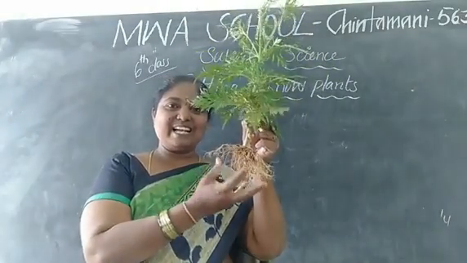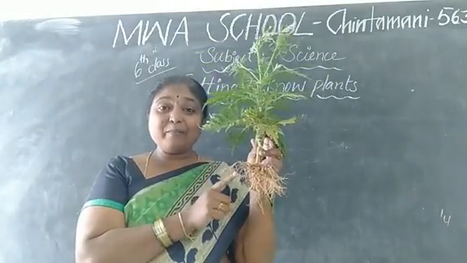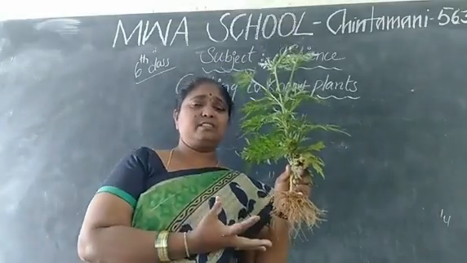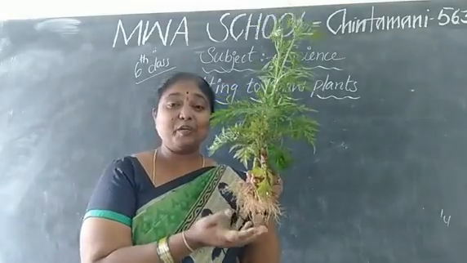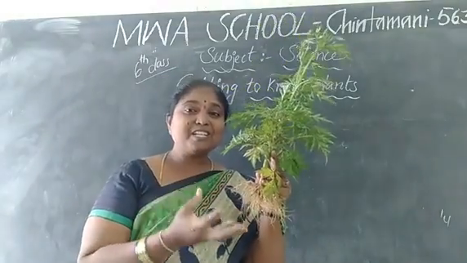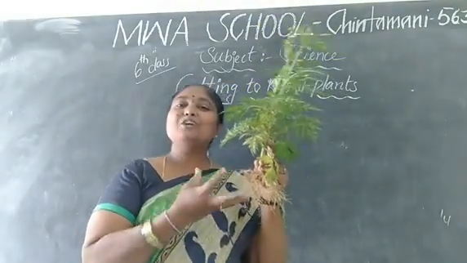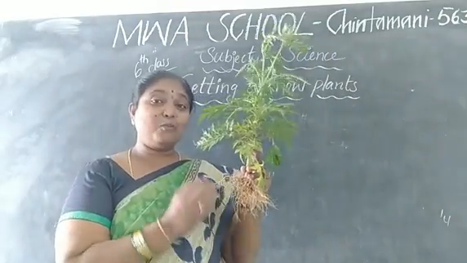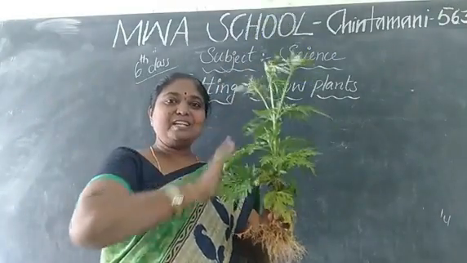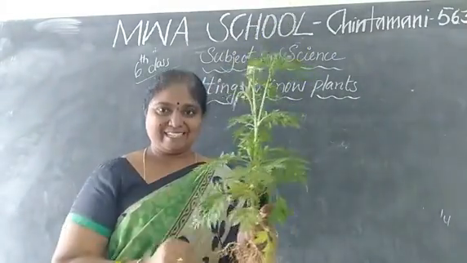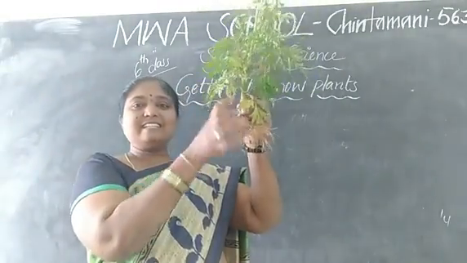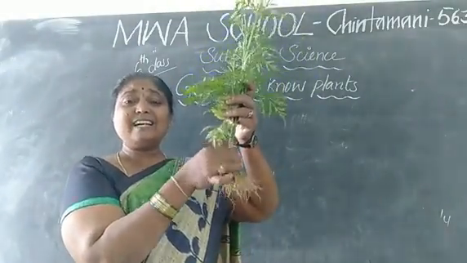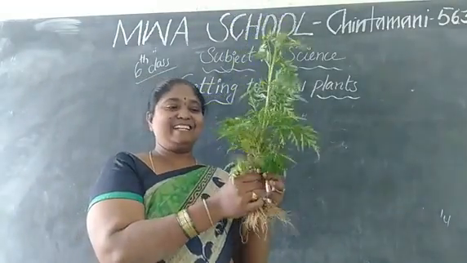We call these the roots. Where will they be? Underground. By using these roots only, the plant absorbs the nutrients present in the soil. It also absorbs the water and sends it to the plant. So what is this one? It's the stem of this plant.